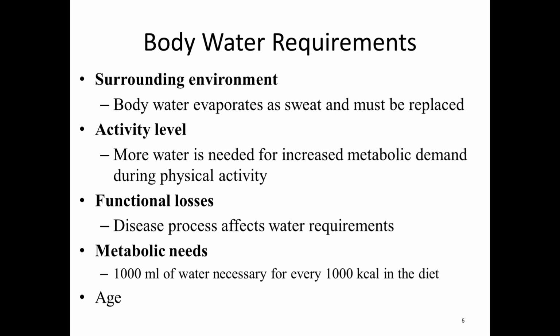Functional losses: disease processes affect water requirement. Metabolic needs: what is the need of water per day? 1000 ml of water is necessary for every 1000 kilocalories in the diet. 1000 ml means 1 liter of water is necessary for every 1000 kilocalories in the diet. If the diet is of 1000 kilocalories, then you need 1 liter of water, or according to the age you require water.